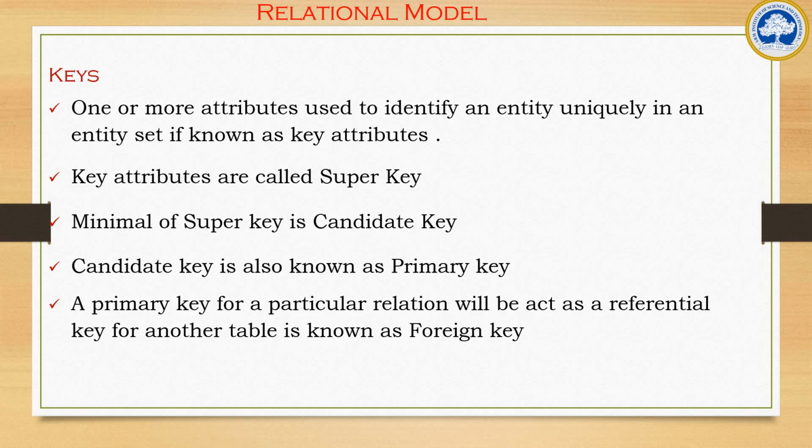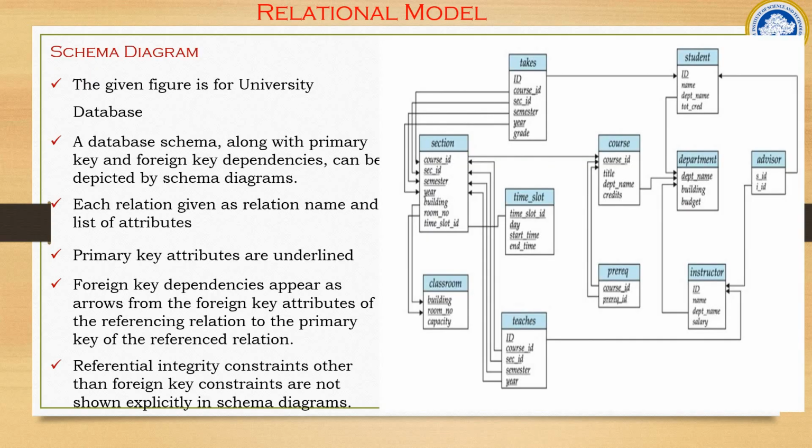The key is one of the most important things. It is used to identify the uniqueness of an entity set. It is called a key attribute. It is also called a super key. It is sometimes called a candidate key. The candidate key is also known as a primary key. It will act as a reference key for another table, so that is also called a foreign key. We already discussed these things in the previous sessions.